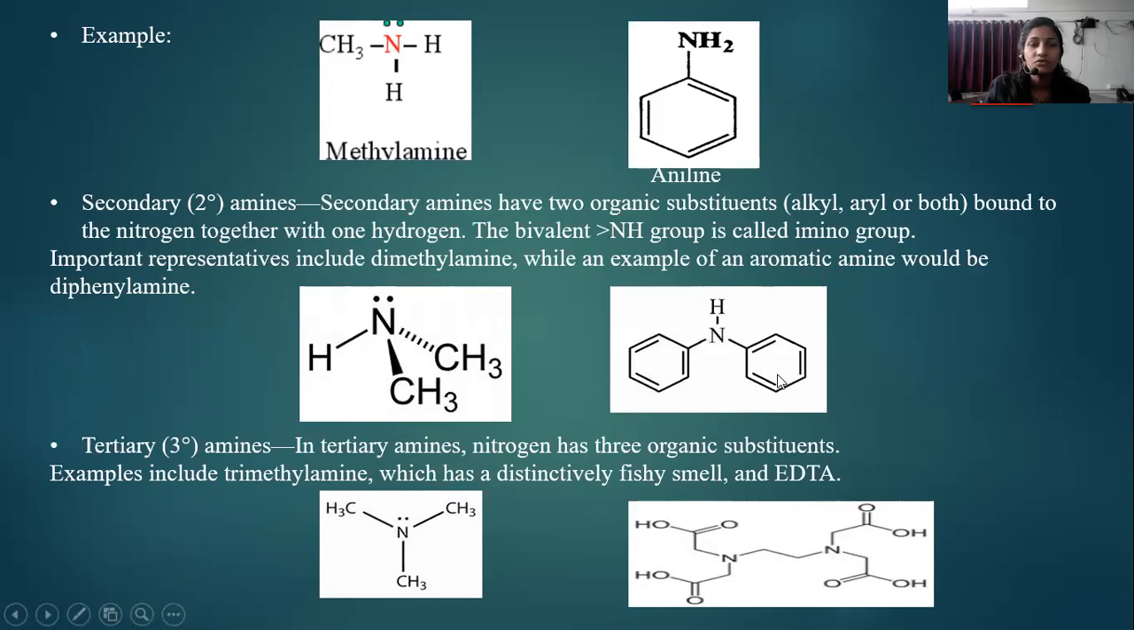Now we move to the tertiary amine. In a tertiary amine, the nitrogen has three organic substituents. Examples are trimethylamine or EDTA. Trimethylamine: CH3 thrice attached to N.